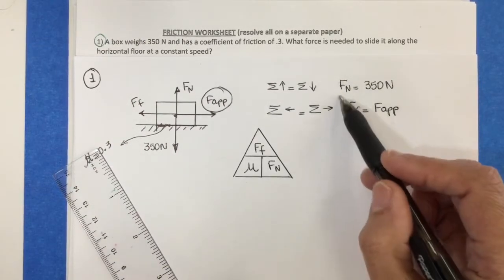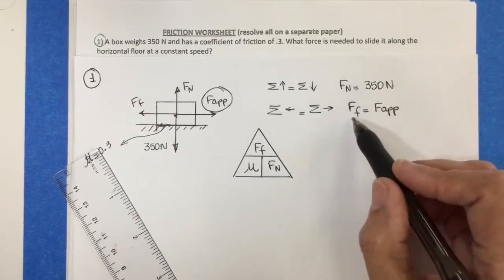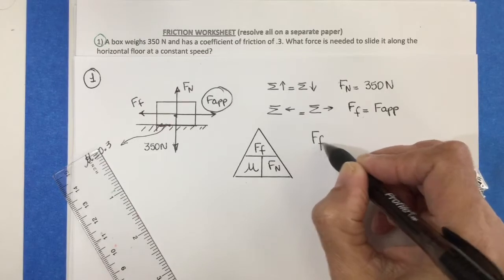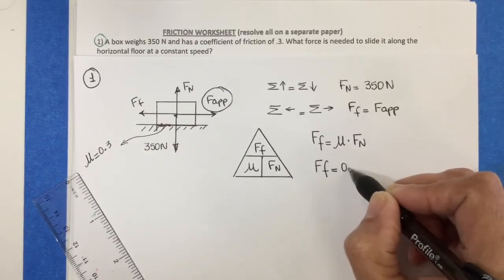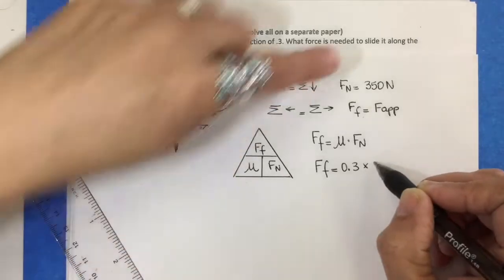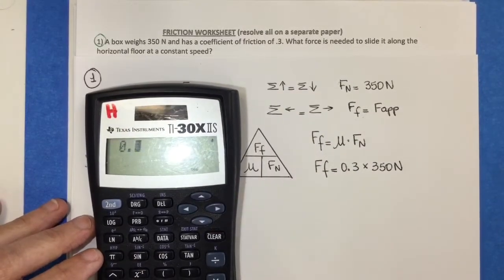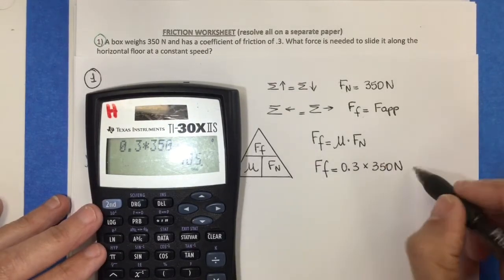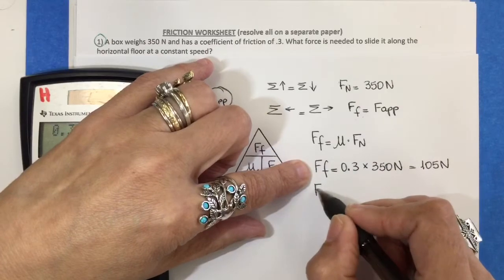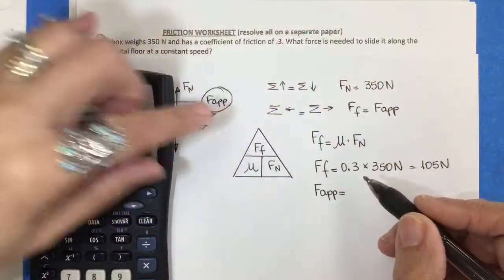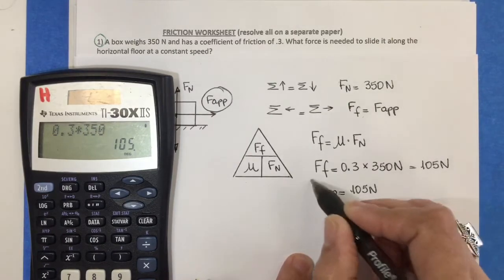So what I'm looking for now is the friction force. So the friction force is mu times Fn. So the friction force is mu, which is 0.3, times Fn, which is 350 newtons. So, bring my calculator. 0.3 times 350 is 105 newtons. So, the final answer is the applied force, or the force needed to slide this box along the horizontal floor, is 105 newtons, and that is my final answer.